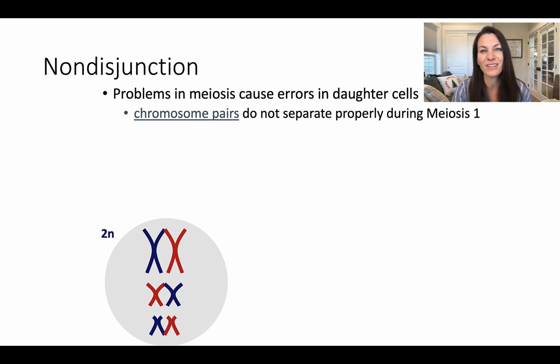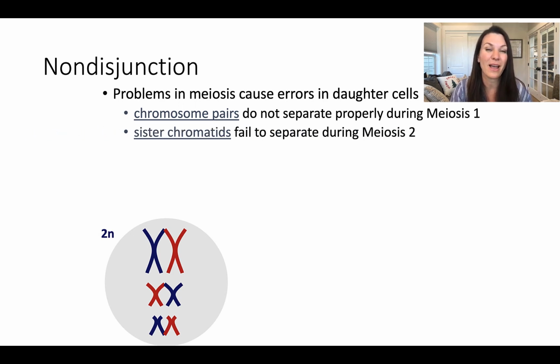You can have something called a non-disjunction, and that's where your chromosome pairs don't separate out appropriately in meiosis 1, the homologous chromosomes that are lined up right here. We can see in this cell down here, we have a cell in metaphase 1 of meiosis, and those homologous chromosomes should separate out appropriately to opposite sides. And if they don't do that, then you can have an issue, and I'll show you that in just a second. You can also have the sister chromatids not separating out appropriately in meiosis 2 as well.